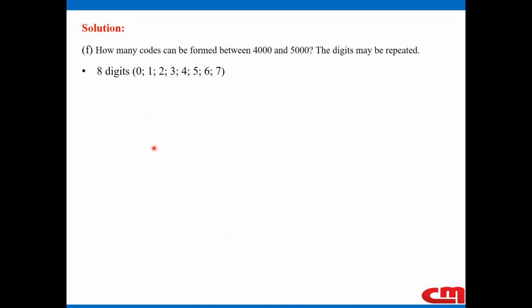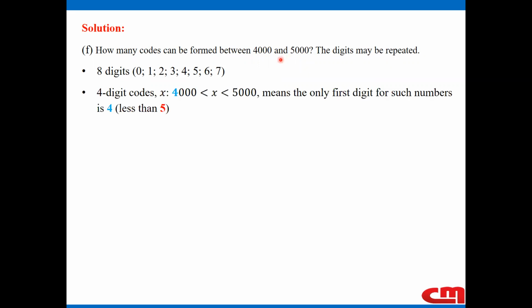Okay, let us go to F. How many codes can be formed between 4,000 and 5,000? The digits may be repeated. We still have our 8 digits, 0 to 7. Now we want the number of codes that we can form between. The word between simply means the code should be greater than 4,000 and less than 5,000. It cannot be 4,000, and it cannot be 5,000.